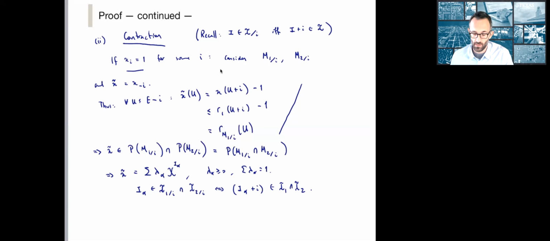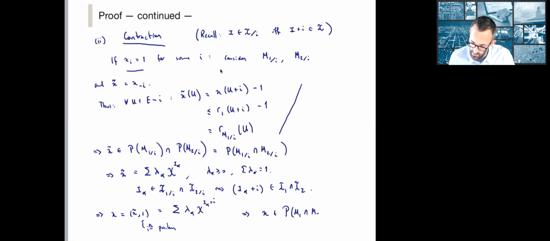And now we see we're in business, because this tells us that x, which is equal to x tilde with that 1 put back, again, I'm being a little loose here with my notation. This is the ith position. Here, this is indeed just equal to a convex combination of chi, not of I alpha, but I alpha plus I, with that ith element put back. And so we conclude in this case that x is also in P of M1 intersect M2.